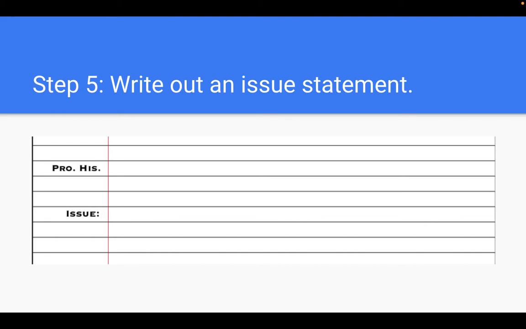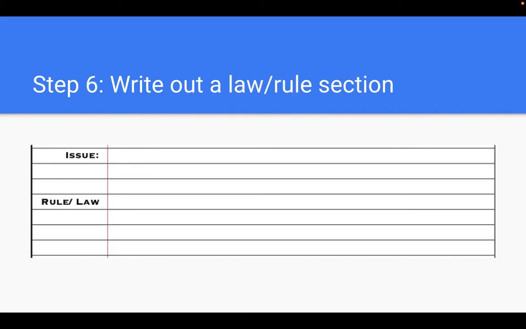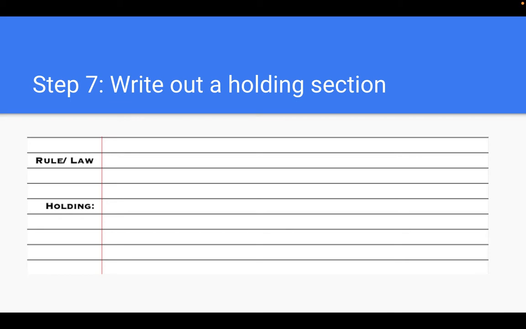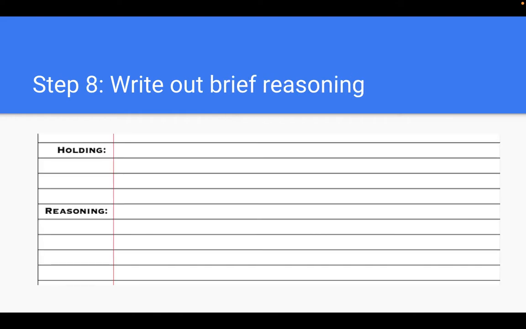So you're going to be questioning what is the issue in this case. Make sure you write enough details so that it's not just a generic law question, but it's law applied to specific facts. Next, you're going to write out what the rule or the law is in general in this jurisdiction. And after that, you're going to write out a holding section where you're going to be applying the law to the issue, and you're going to be getting the takeaway of the case.